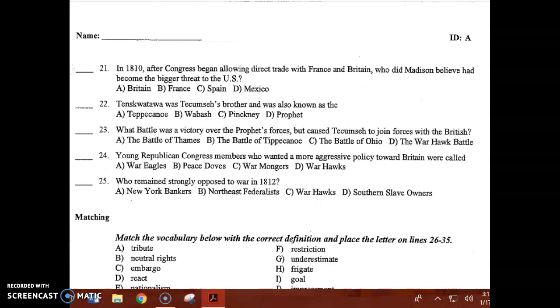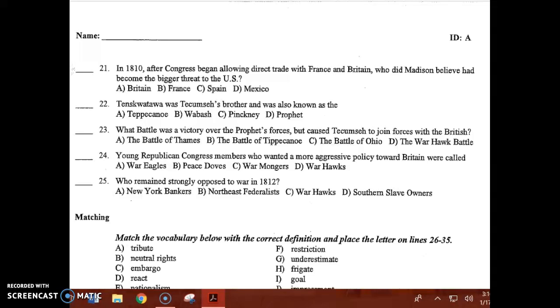And we'll continue with the multiple choice. Number 21. In 1810, after Congress began allowing direct trade with France and Britain, who did Madison believe had become the bigger threat to the U.S.? A, Britain, B, France, C, Spain, or D, Mexico? Number 22. Tenskwatawa was Tecumseh's brother and was also known as A, Tippecanoe, B, Wabash, C, Pinckney, or D, Prophet.